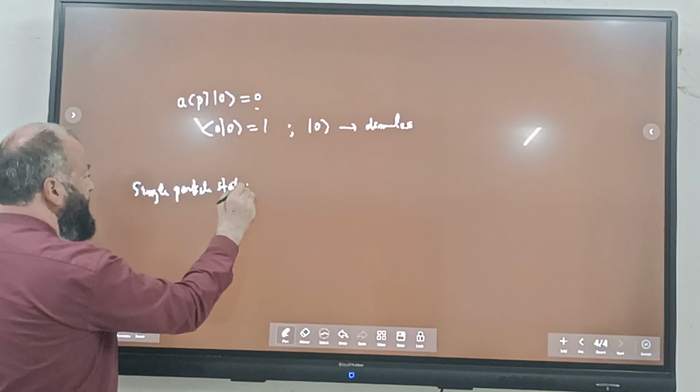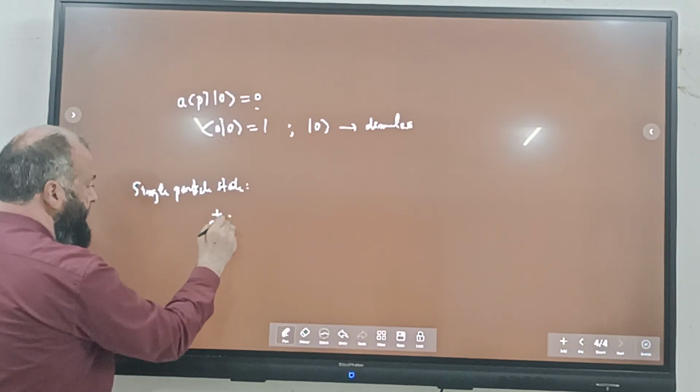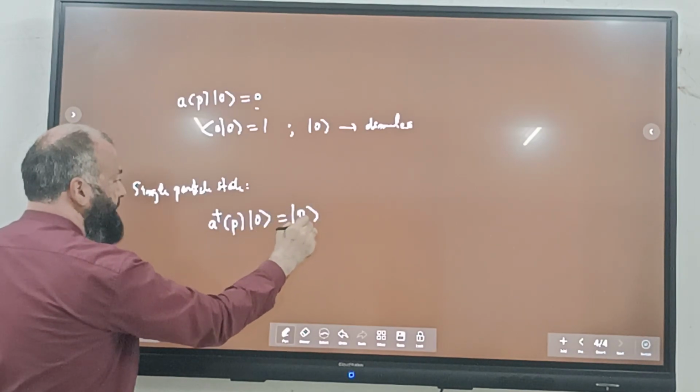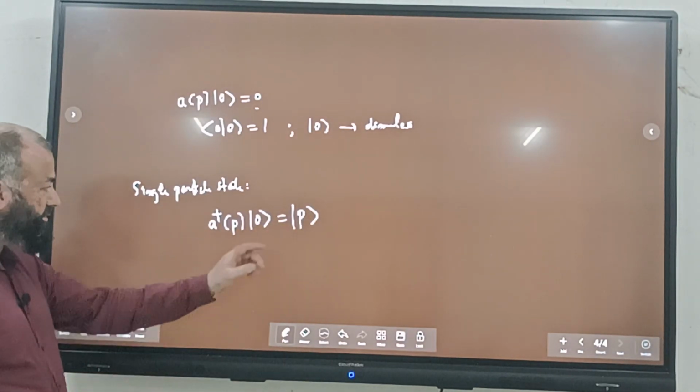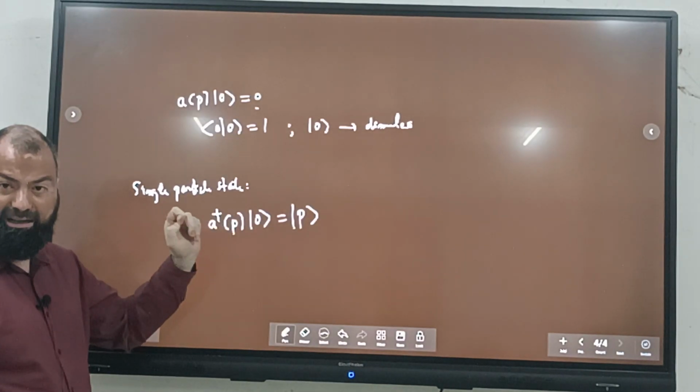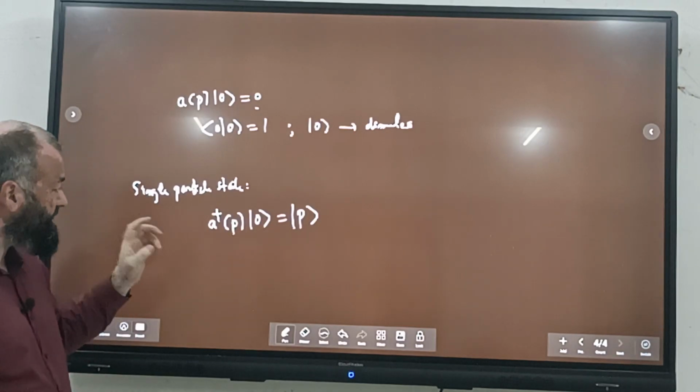Okay. So let's calculate the single particle state. It means A dagger of P acting on this vacuum should give me a single particle state, so a particle carrying a momentum P. P is the 4-momentum here. Clear?